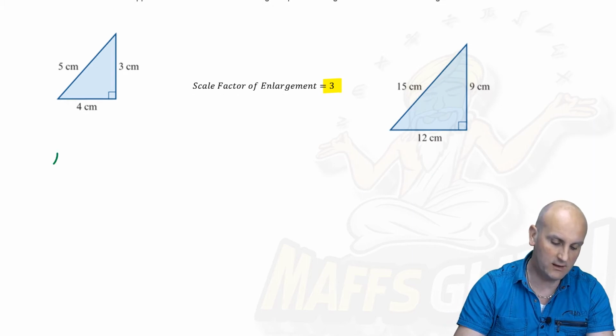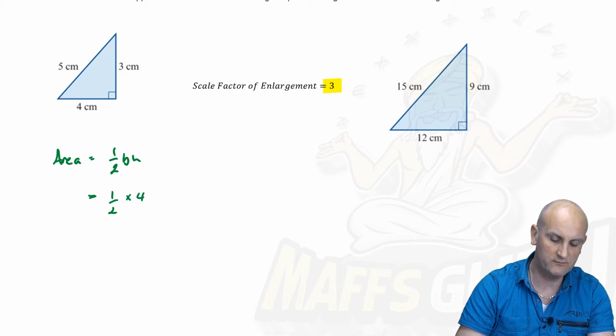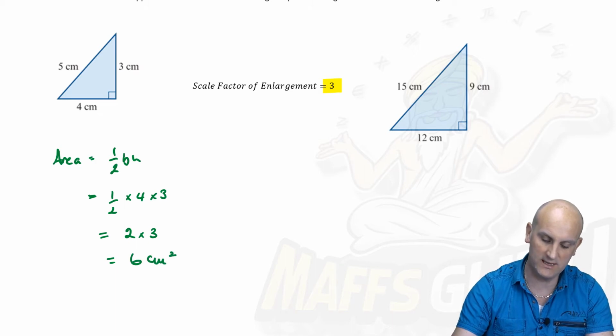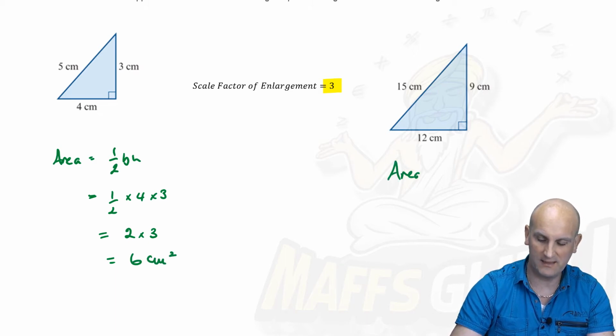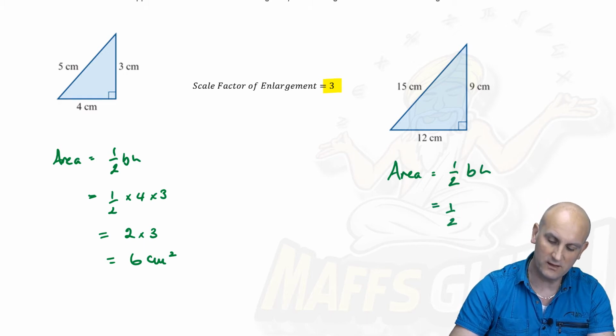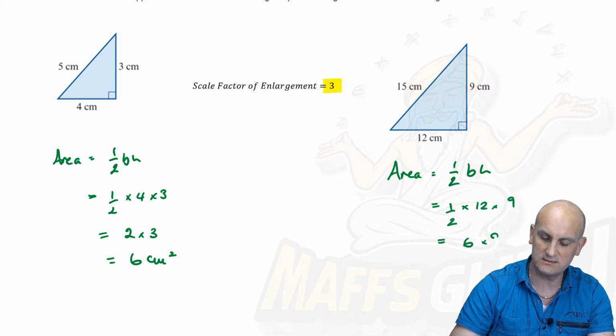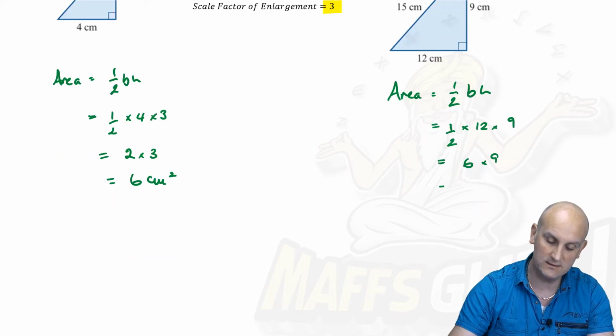So we know the area of a triangle is half base times height, which is a half times 4 times 3, which is 2 times 3, which is 6. And again, don't forget my units, 6 centimeters squared. Oh, big numbers here. Area is equal to half base times height. So it's a half times 12 times 9, which is 6 times 9, which is 54 centimeters squared.